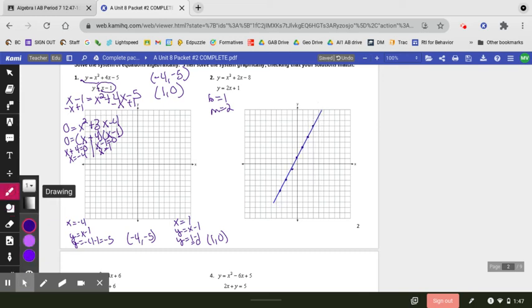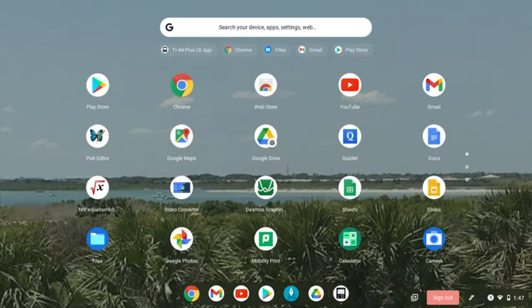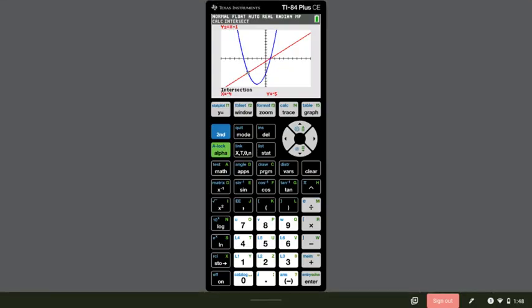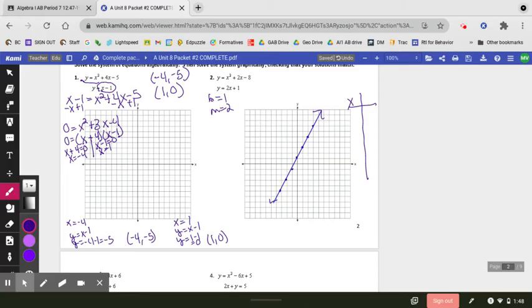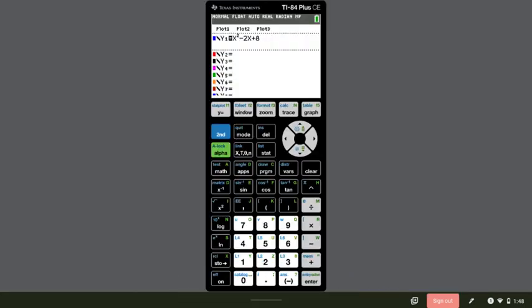And now I need to graph the parabola. So to graph the parabola, I like to make a table. And I'm going to use my calculator. So it's x squared plus 2x minus 8. So I'm going to go to y equals, and clear these out. So it was x squared minus 2x plus 8, I believe. And double check that. Plus 2x minus 8. I flip-flop my signs.